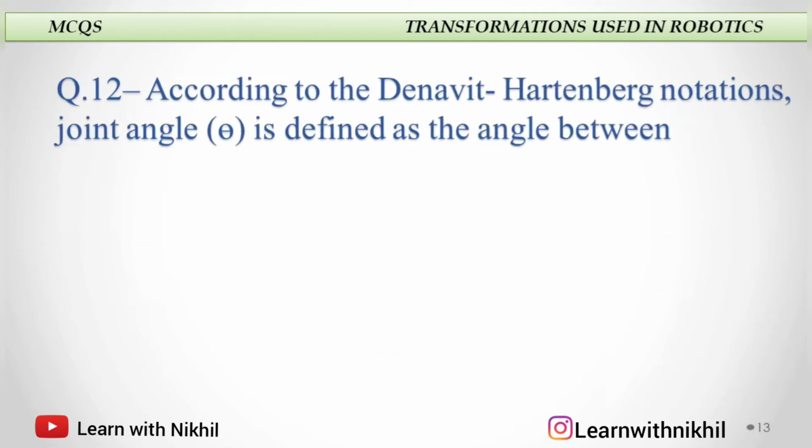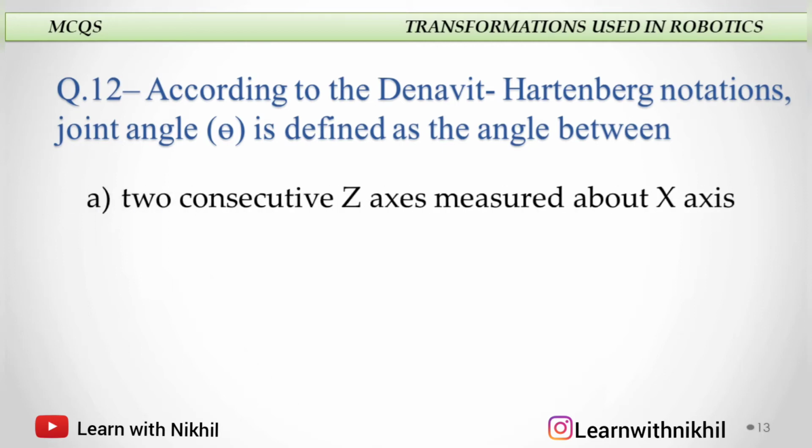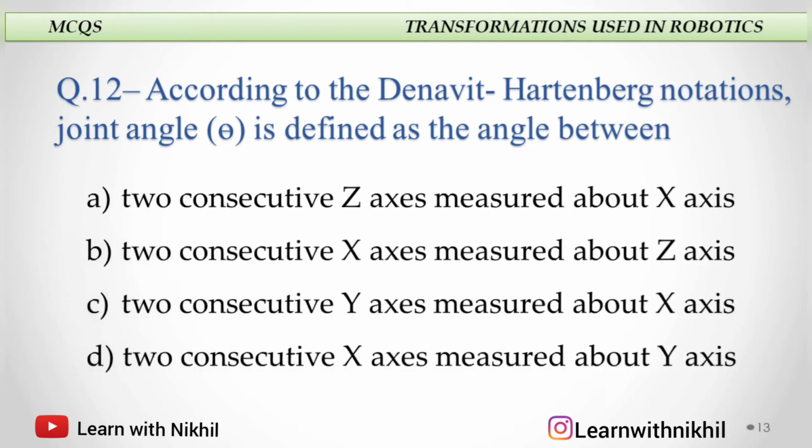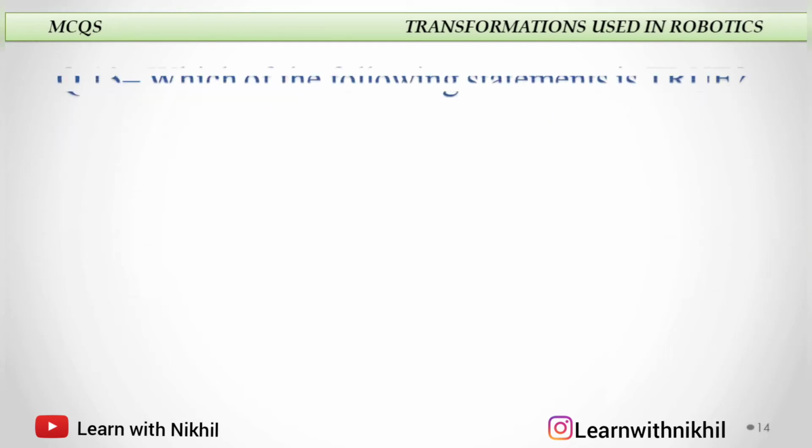Next, according to the DH notation, joint angle theta is defined as the angle between two consecutive z-axis measured about x-axis, or two consecutive x-axis measured about z-axis. And the answer is two consecutive x-axis measured about z-axis. That is the joint angle theta.